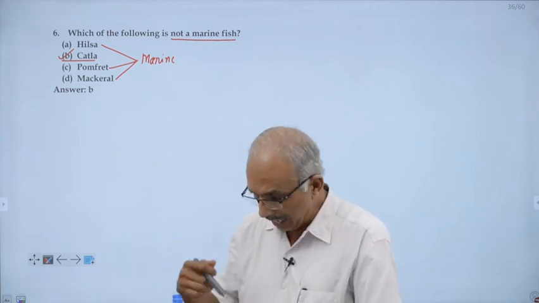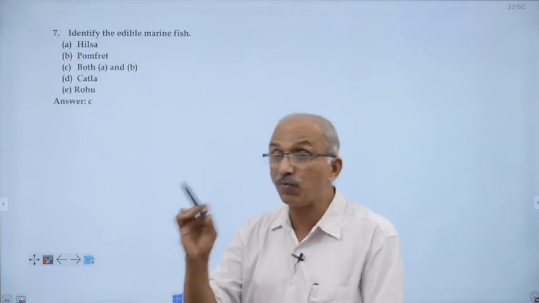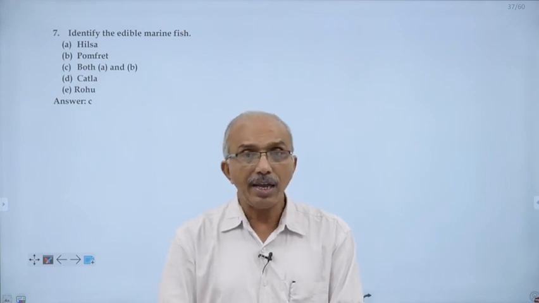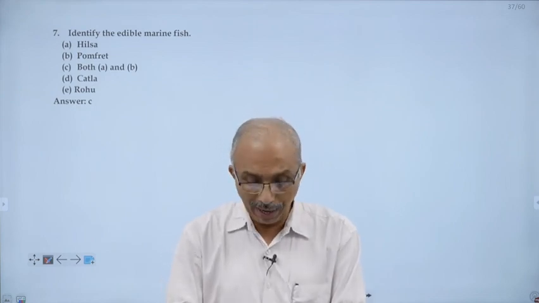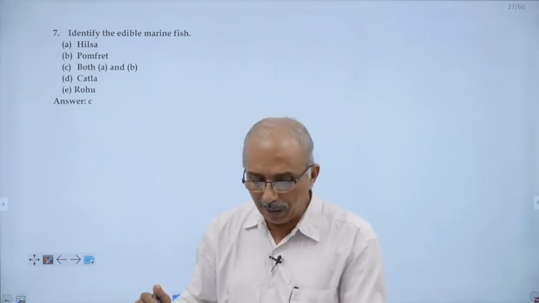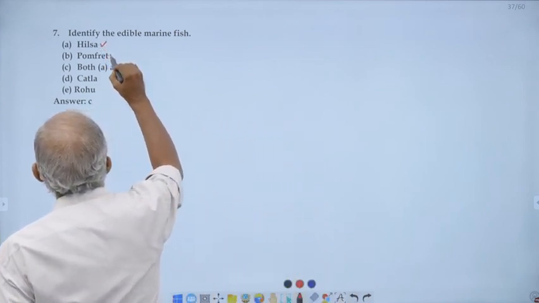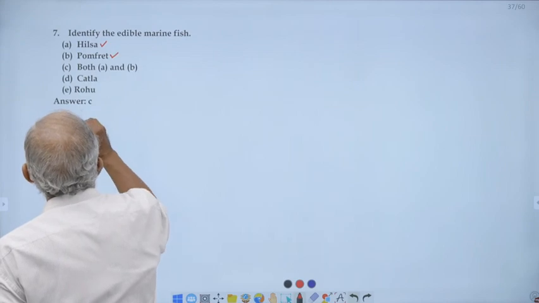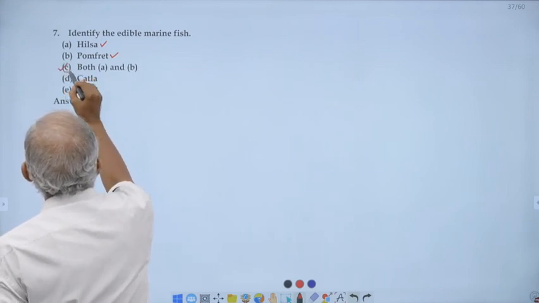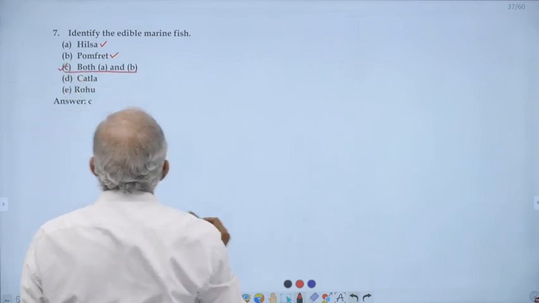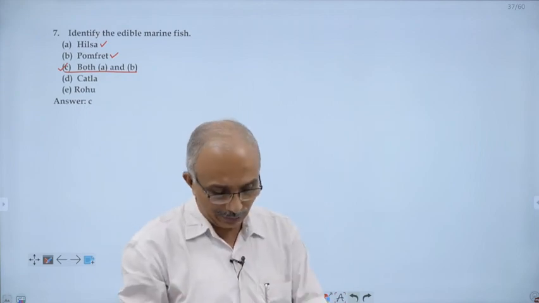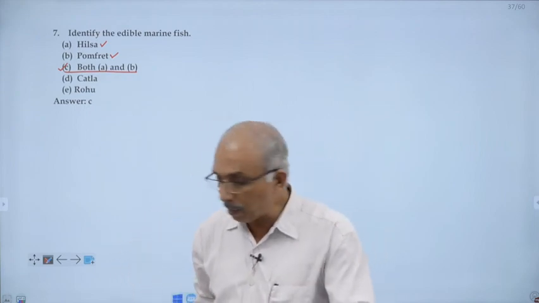Then, the next question asks about marine fishes. What are edible marine fishes? Edible marine fishes are hilsa and pomfret. The answer is C, both A and B, as they are marine fishes. Question number 8.